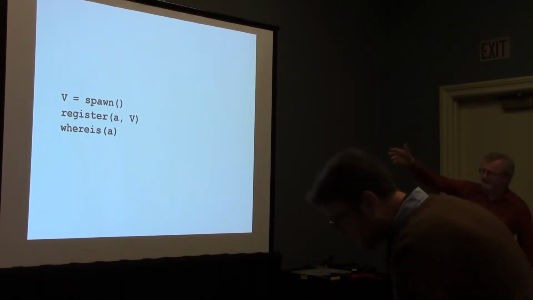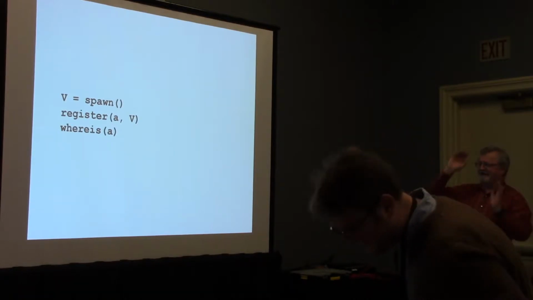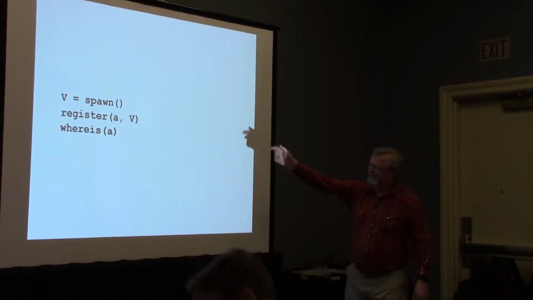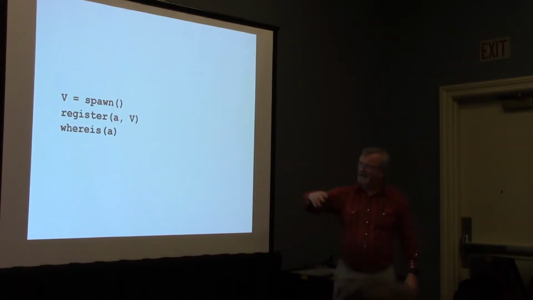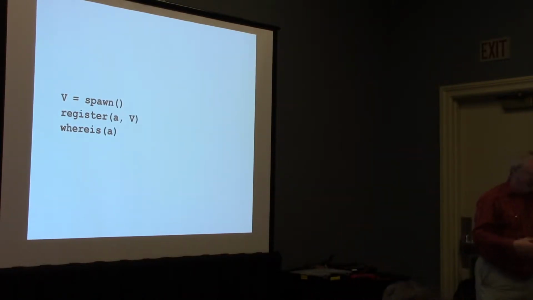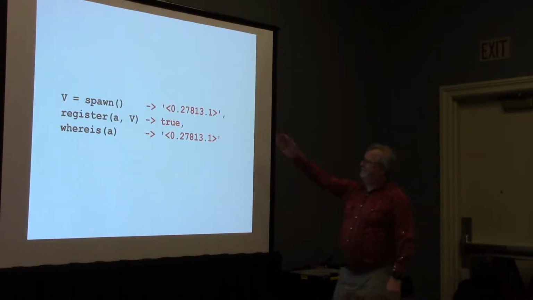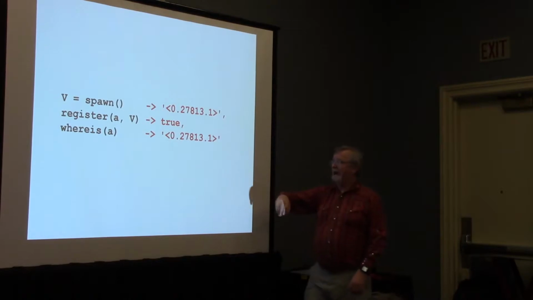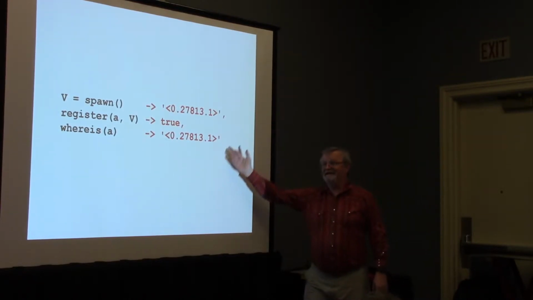You can spawn a process. I've got a function spawn that just does that. And then you can register the PID. We'll register it with an atom, and then you can call queries to look it up. And if you do that, and you run this code, one of the things that you might see is these results. So spawn returns a PID, register returns true. And when we call queries, we get back the PID that we registered.